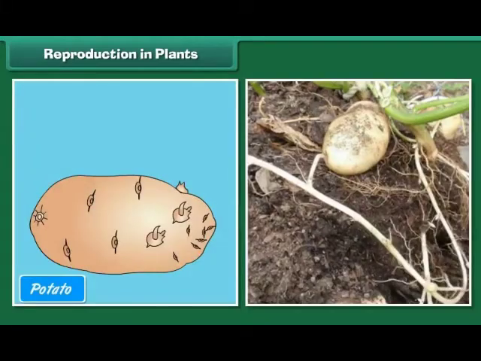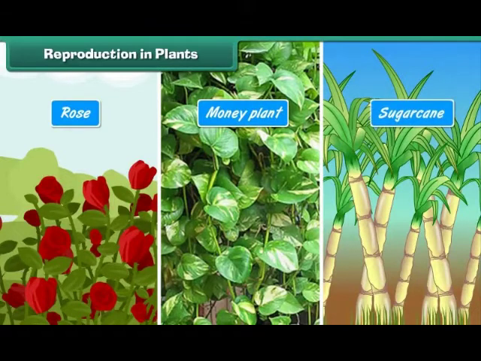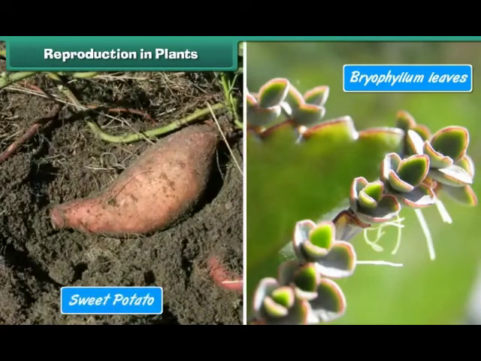Some plants can reproduce from their body parts. For example, potato can be developed from underground stem having buds on it. Rose, money plant, sugarcane can be developed from stem cuttings. Bryophyllum can be developed from its leaves. Sweet potato grows from its roots.